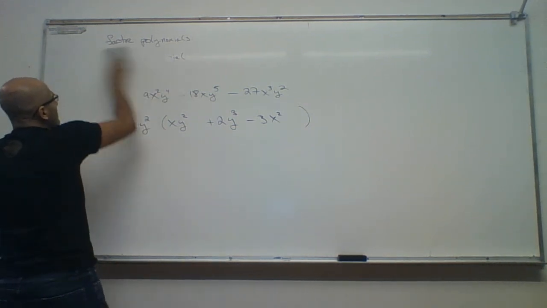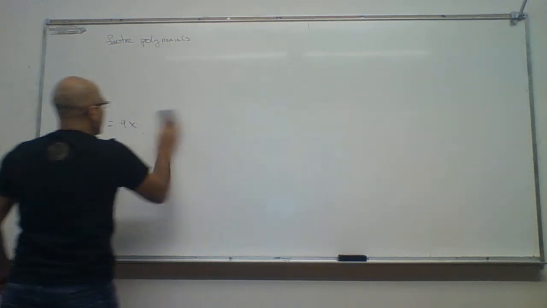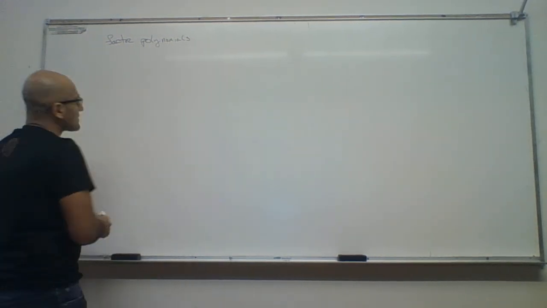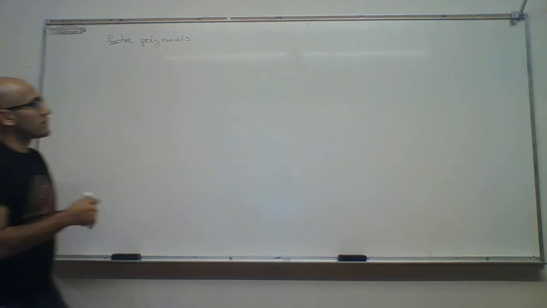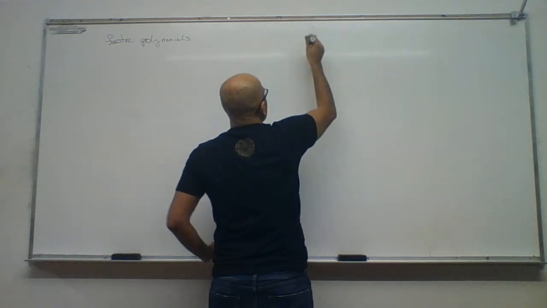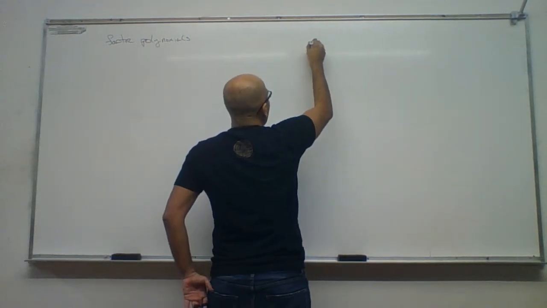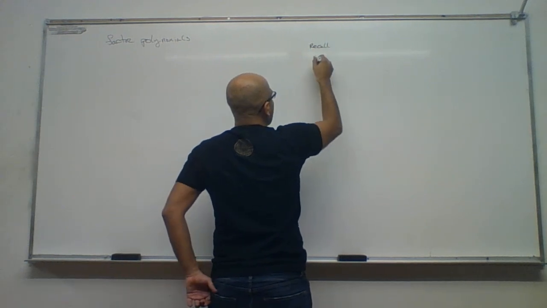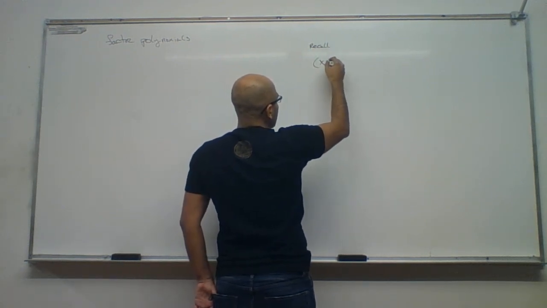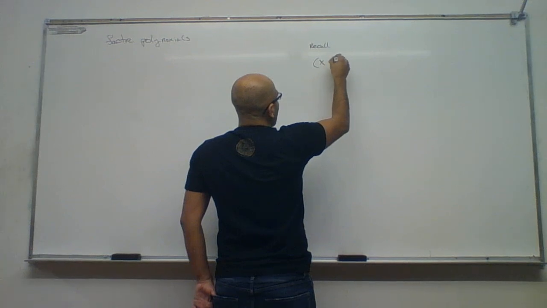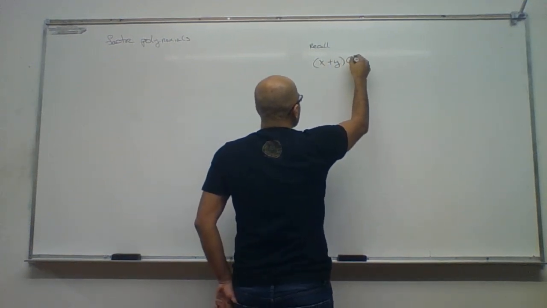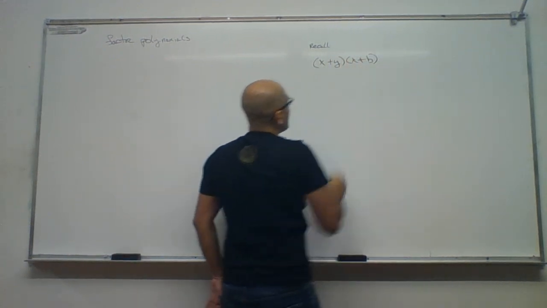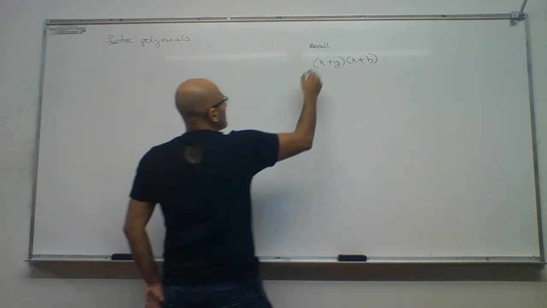The second one now is factor by grouping. Factor by grouping is kind of a result of the following thing. It's kind of a side thing here. Recall the way we multiply binomials. Let's say we had x plus y times x plus b. Let's say I had to multiply that.